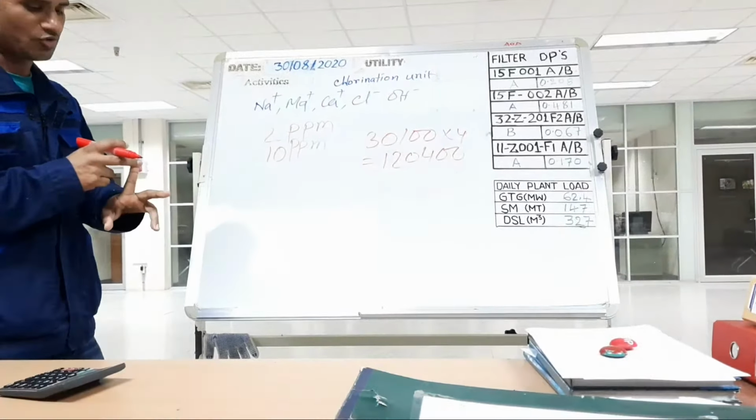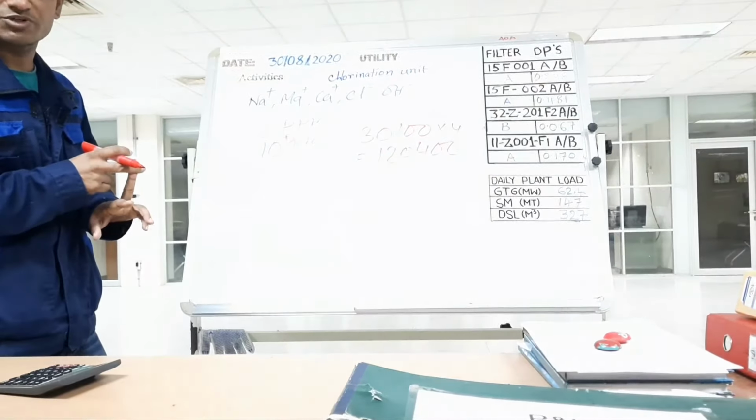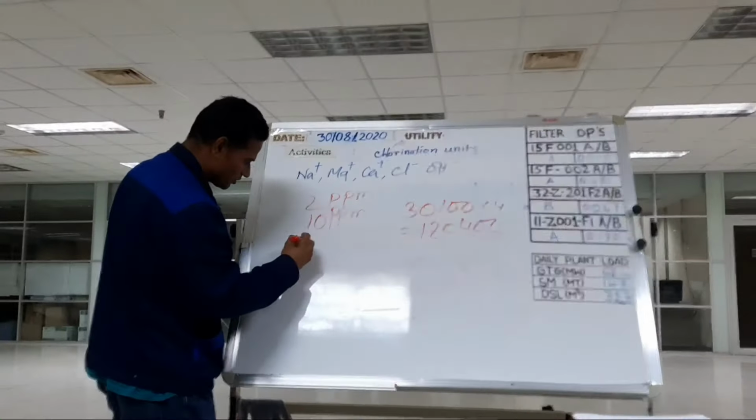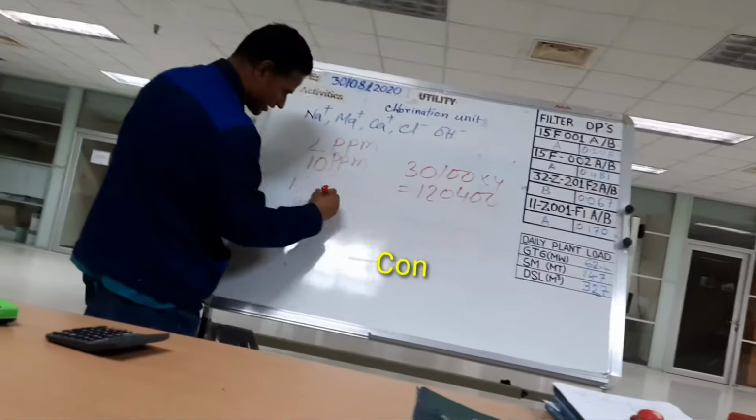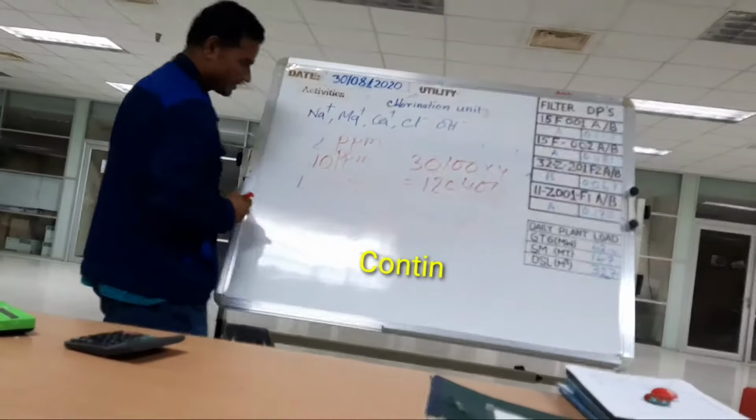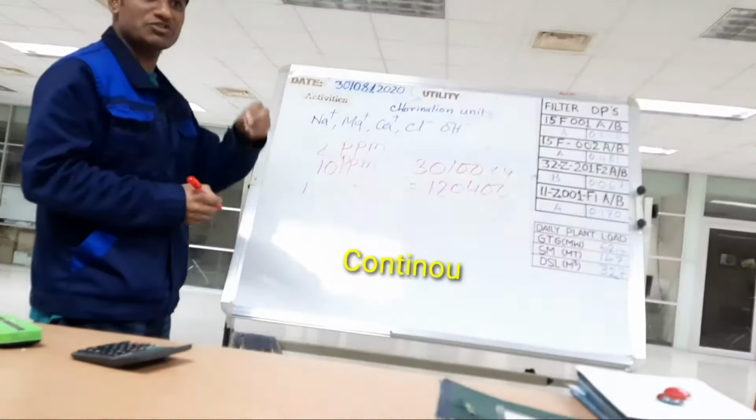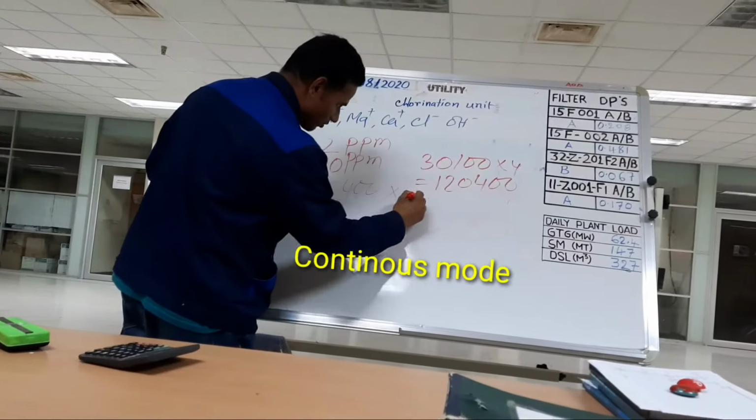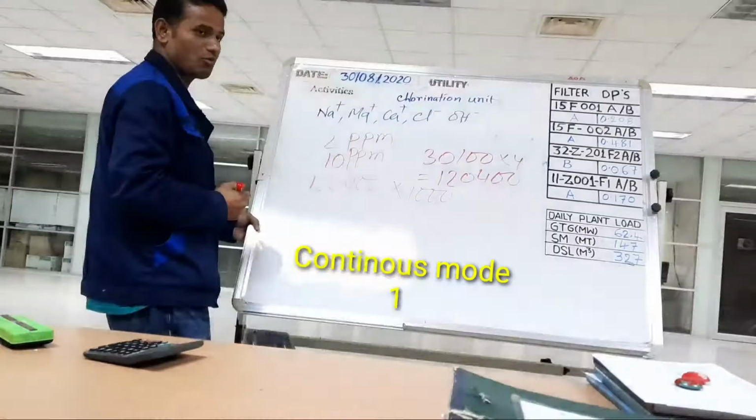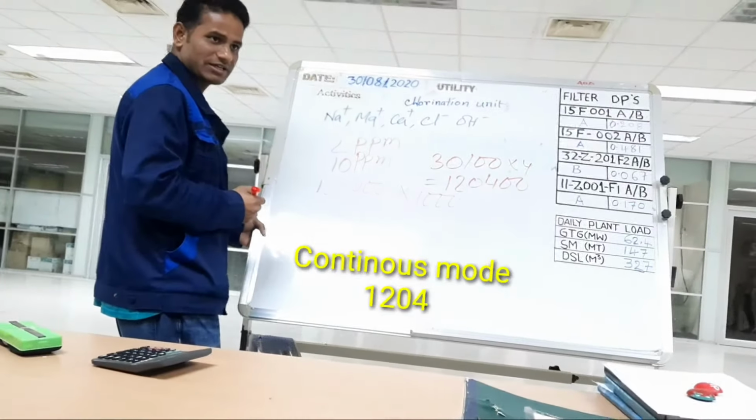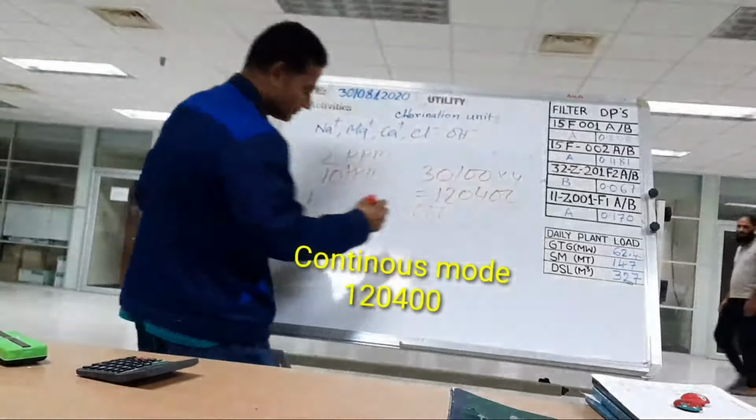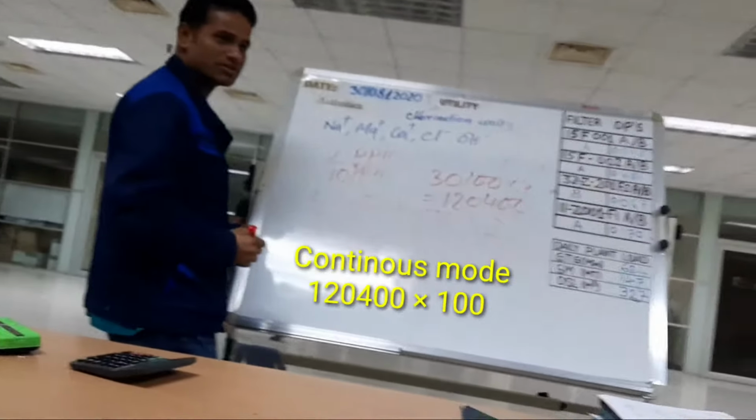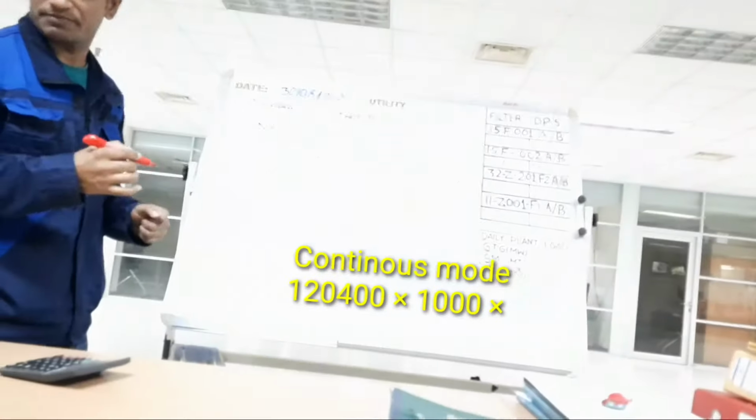So in continuous mode how much chlorine is required? In shock dosing mode how much chlorine is required? We will calculate. Our total flow is 1,20,400 meter cube, but chlorine production is in kg. Multiply by 1,000, because 1 meter cube is equal to 1,000 kg. Multiply by the continuous mode chlorine rate, 2 ppm here.